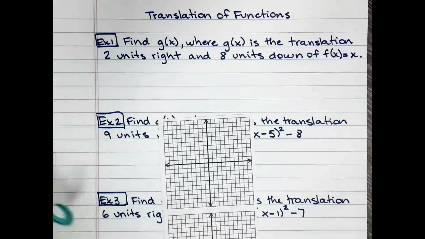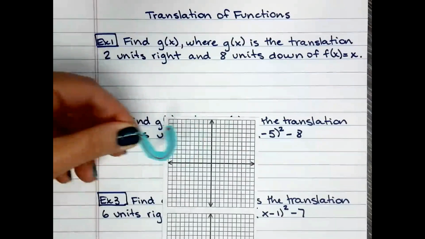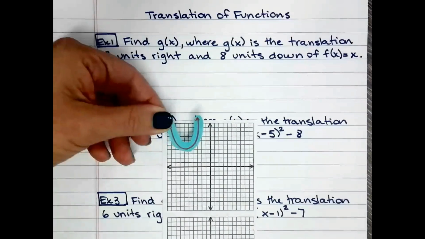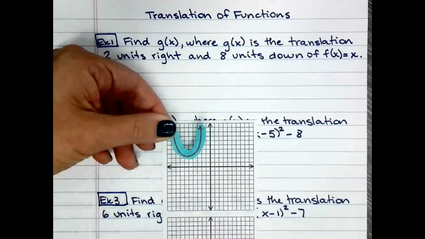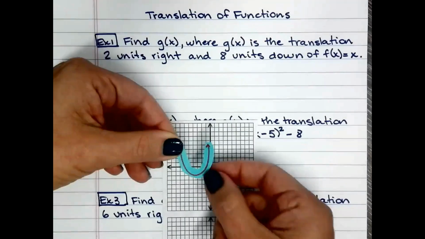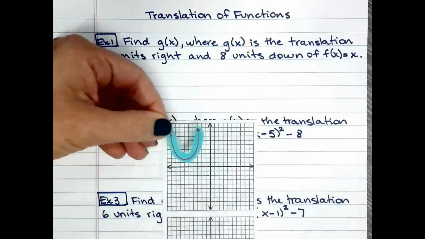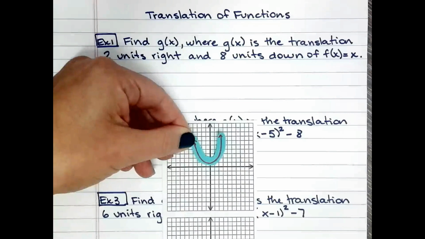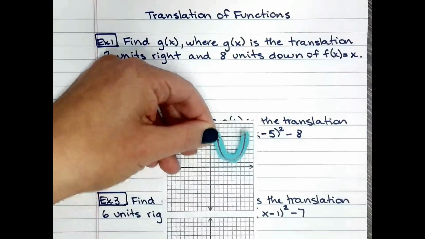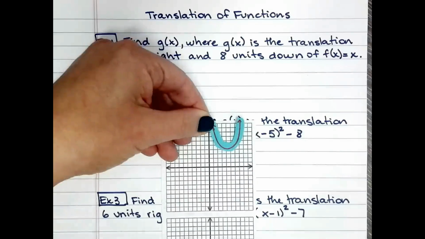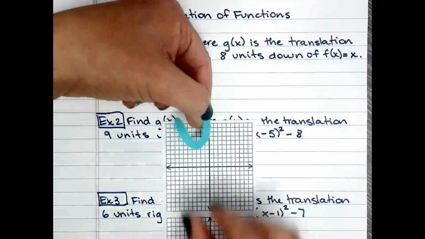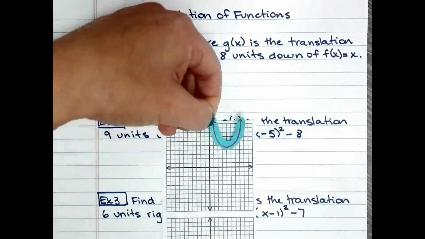Today we're working on translation of functions. So I have just a little visual right here, super high tech, right? Okay, so I just cut out a cute little parabola just so you can get the visual. So let's say we're starting right there at 0, 0. If I need to translate or move this parabola right and up, then it would end up there. We're not talking about reflection in this video, just translation.